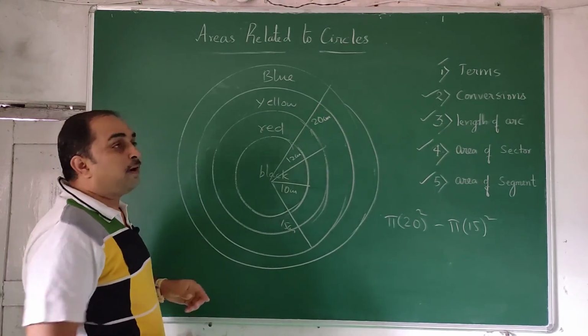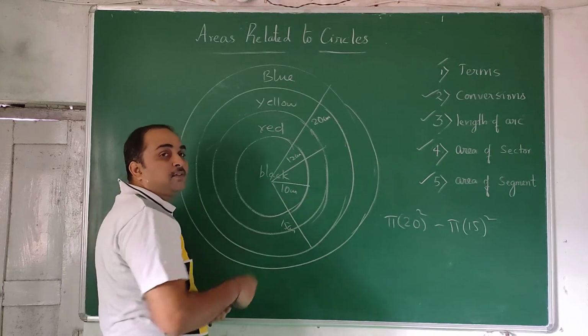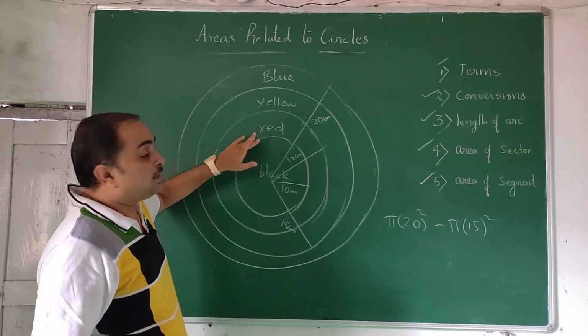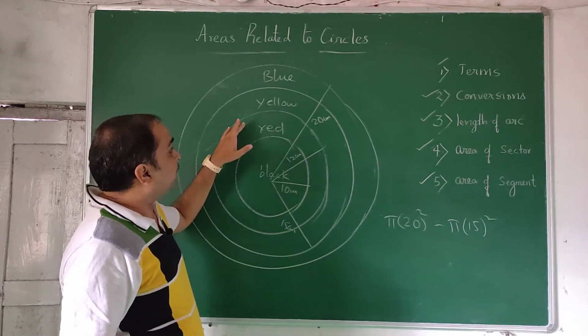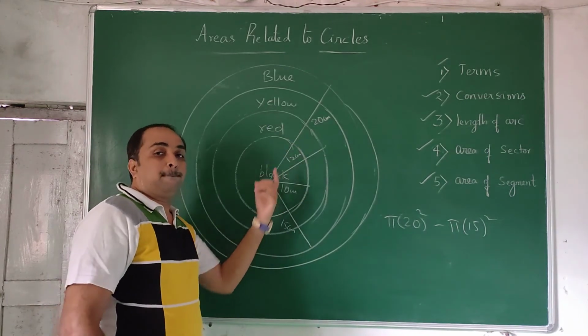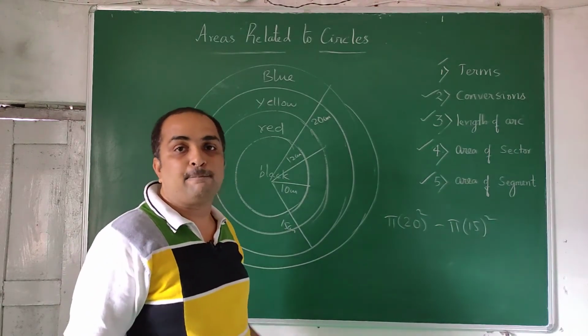So you find the area of the bigger circle minus the area of the inner circle. This area minus this will give you the blue strip, yellow minus the remaining will give you red, red circle minus black circle will give you the red strip. Similarly, what is left over is the black circle. Like that you can find it out.